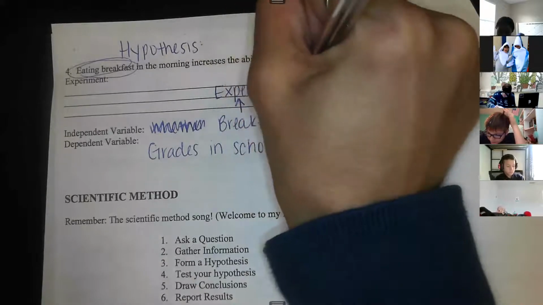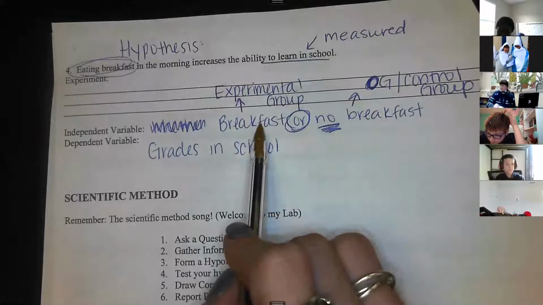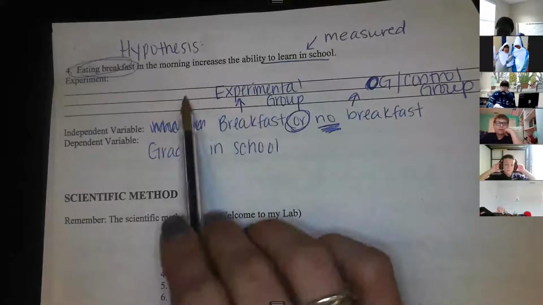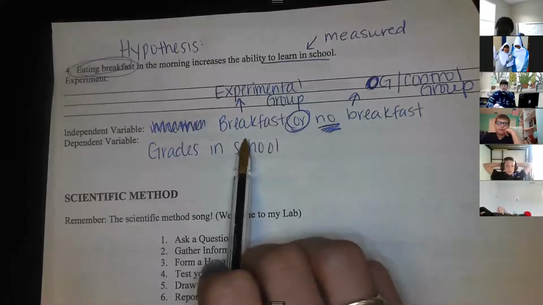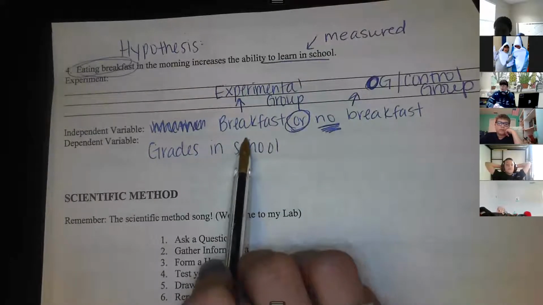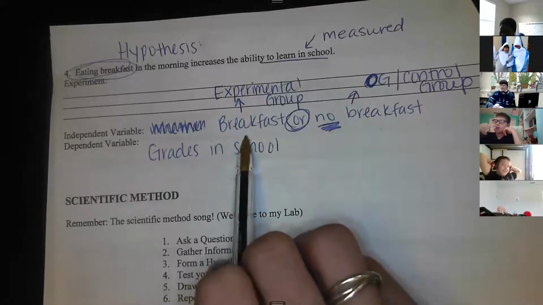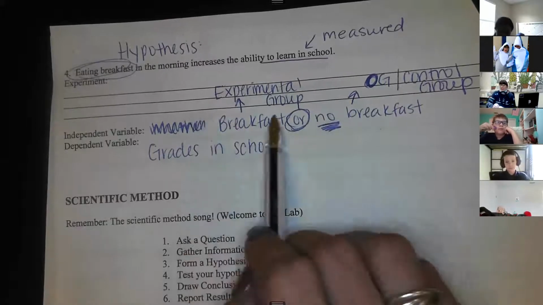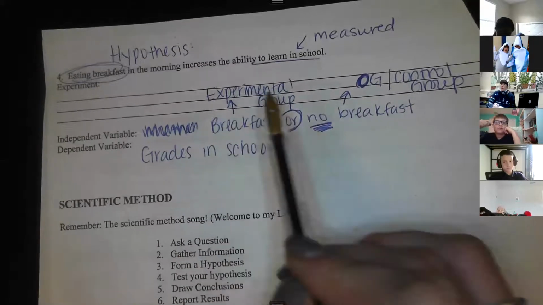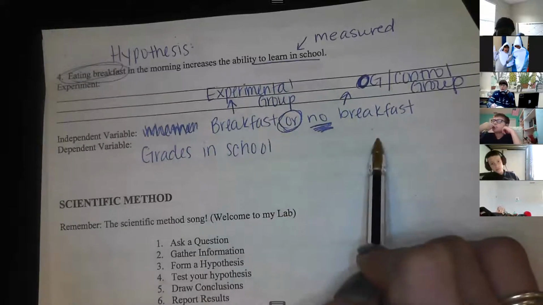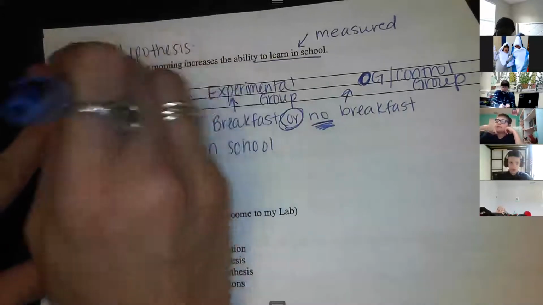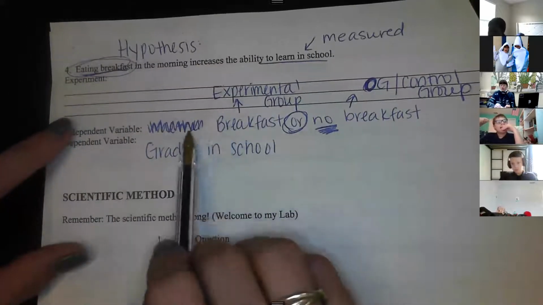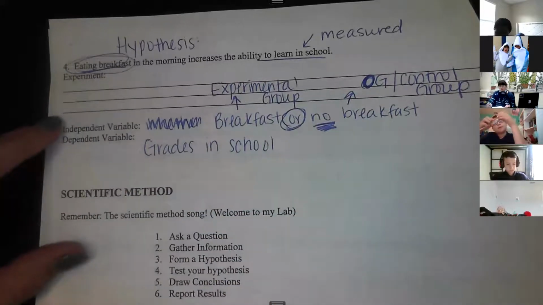I'm experimenting whether or not eating breakfast has an effect on my grades. Don't think about you personally here. Scientists don't have opinions, remember? Scientists are objective. So I have to see what group am I experimenting with? Am I testing to see if breakfast has an effect, or am I testing to see if no breakfast has an effect? According to the question, it says eating breakfast in the morning increases the ability. So I want to measure the effect of breakfast.